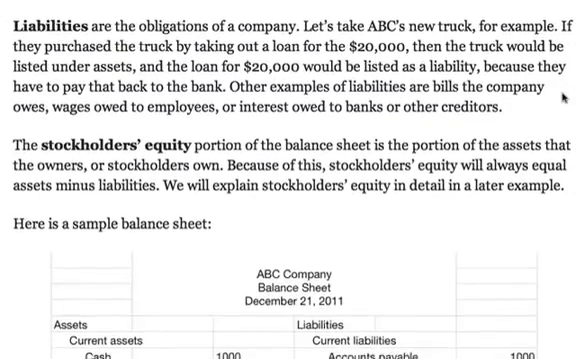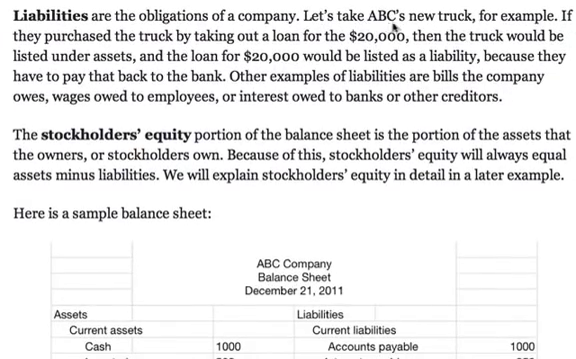Now, liabilities are the obligations of a company. If we take ABC's new truck, for example, if they had purchased the truck by taking out a loan for the $20,000, then the truck would be listed under assets, and the loan for the $20,000 would be listed as a liability. That's because they have to pay that back to the bank. So the truck is their asset, but they also have the liability of the loan against that truck. Other examples of liabilities are bills that the company owes, wages owed to employees that haven't been paid yet, or interest owed to banks or other creditors.